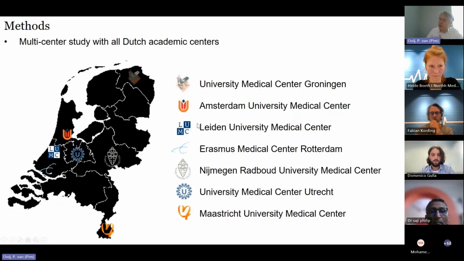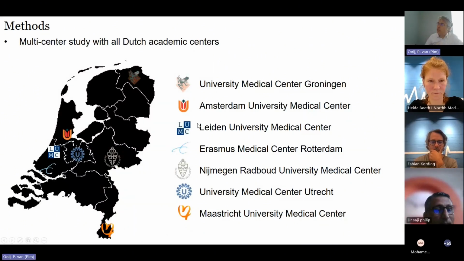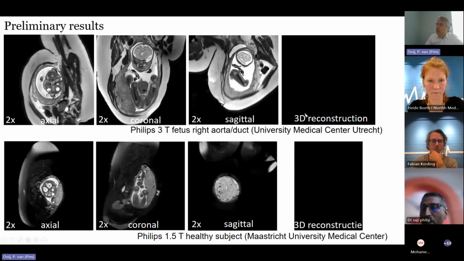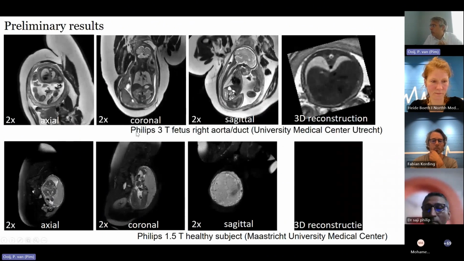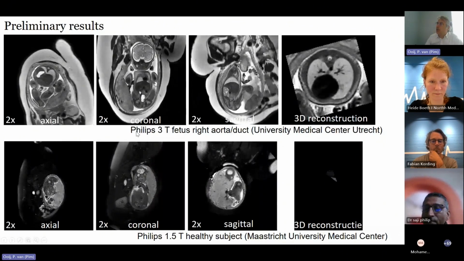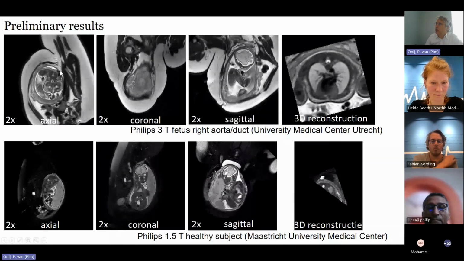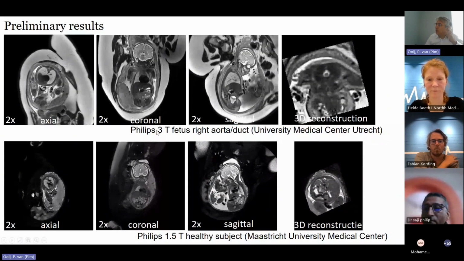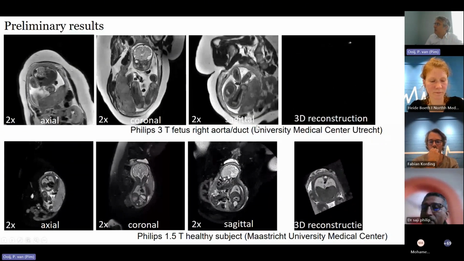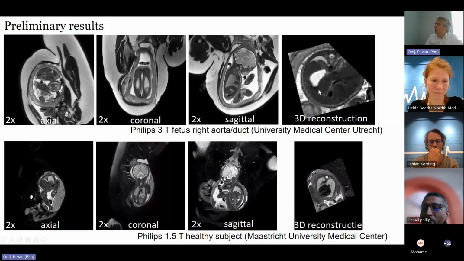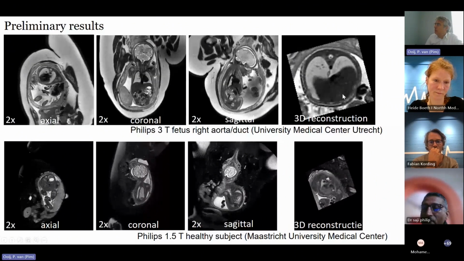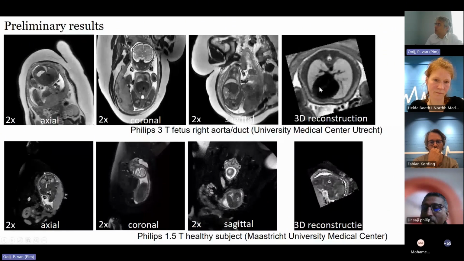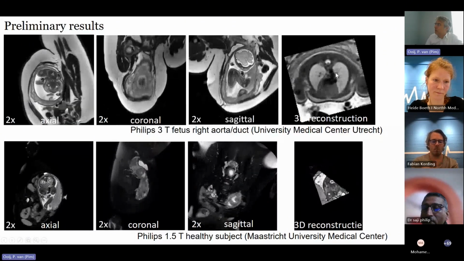We want to do this method in a multi-center study with all Dutch academic centers, and we have some preliminary results. It is working quite well in terms of image quality, as we can see here in the top row. Here we use the Philips 3T scanner to visualize the right aorta that you can then appreciate in the 3D reconstruction. So here's the heart, and here is the right aorta.